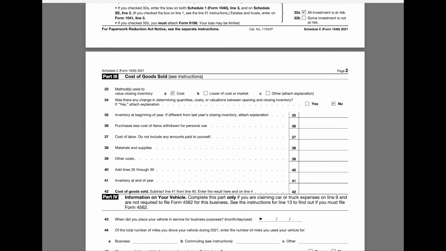Line 35, beginning inventory. This is just the ending inventory from the prior year. Line 36. This is purchases made throughout the year. You can go ahead and include tax, delivery, etc. Line 37, cost of outside labor. Make sure you don't include your own. Line 38, materials and supplies. Line 39, any other costs. Line 40 is the summation of 35 through 39. Line 41 is the inventory at the end of the year. Line 42 is the calculation of 40 less 41, which equals your cost of goods sold. If you had inventory, you would go ahead and enter this amount on line 4 back in section 1.